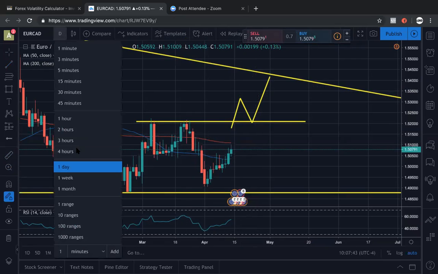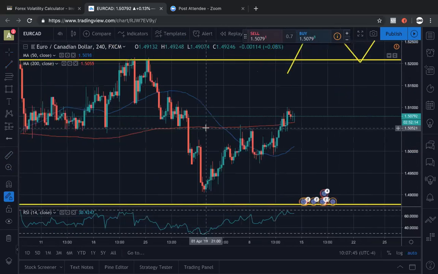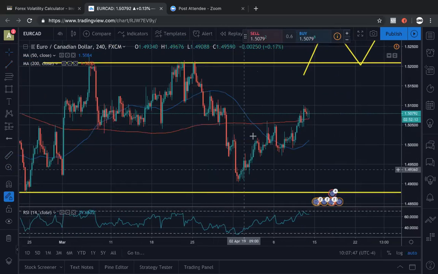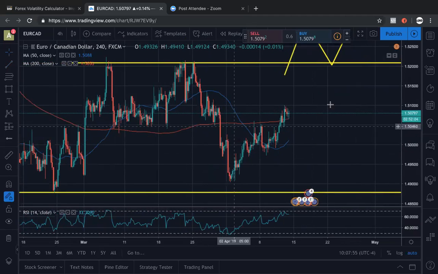So let's jump down to like a 4 hour. As we can see, price is making higher highs, higher lows, higher highs, higher lows, higher highs. So it's an uptrend bias. Price is uptrending nicely.